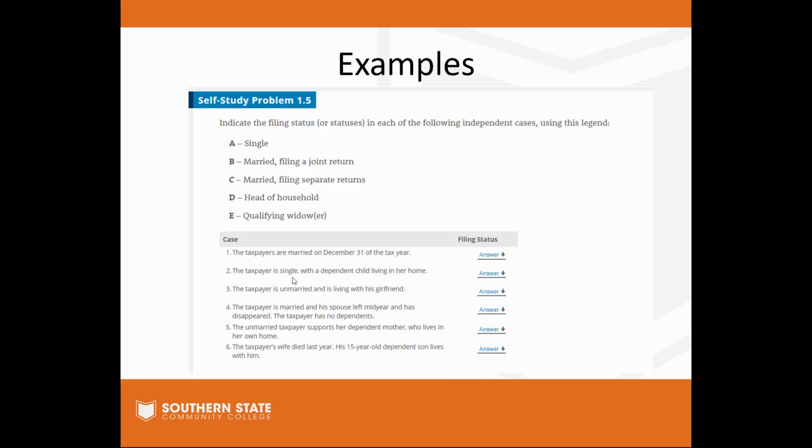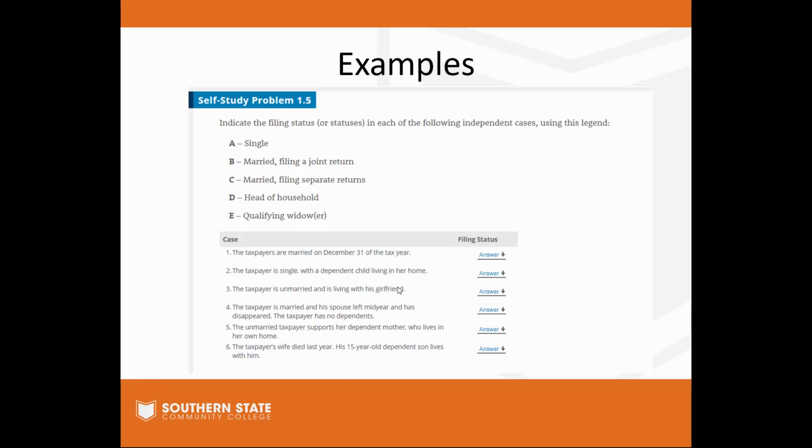Number 2, taxpayer is single with a dependent child living in her home. We would want to do head of household right there. We would do D. Number 3, the taxpayer is unmarried and living with his girlfriend. Single. It doesn't matter if they're living with the girlfriend or not. If they're not married according to state law, then they are single.